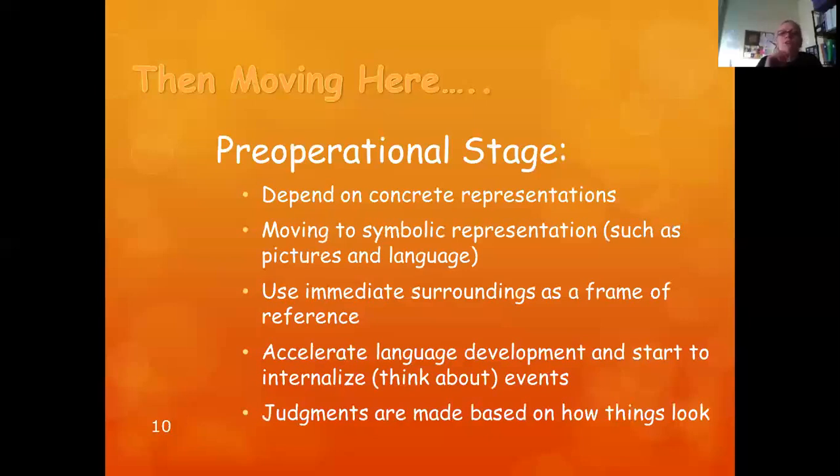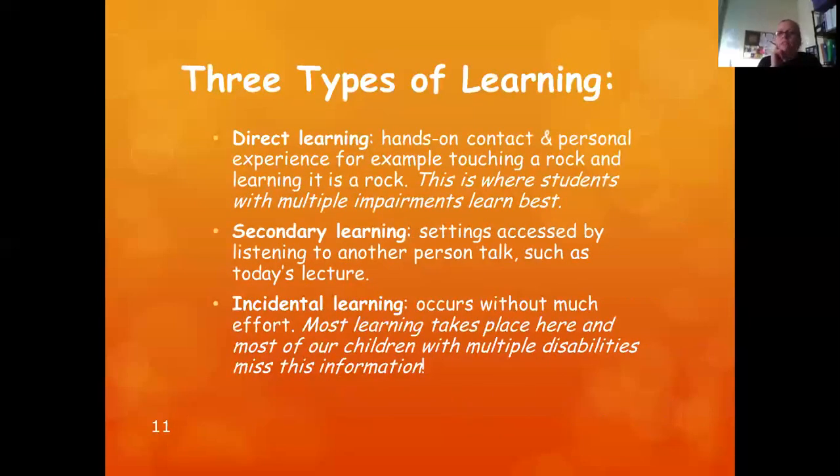There are 3 types of learning. Direct learning, which is hands-on contact and personal experience, for example, touching a rock and learning it's a rock. Secondary learning, similar to today's lecture, where you're learning information based upon what someone else is saying. And then incidental learning, and a lot of learning for many kids with intact sensory systems comes incidentally.